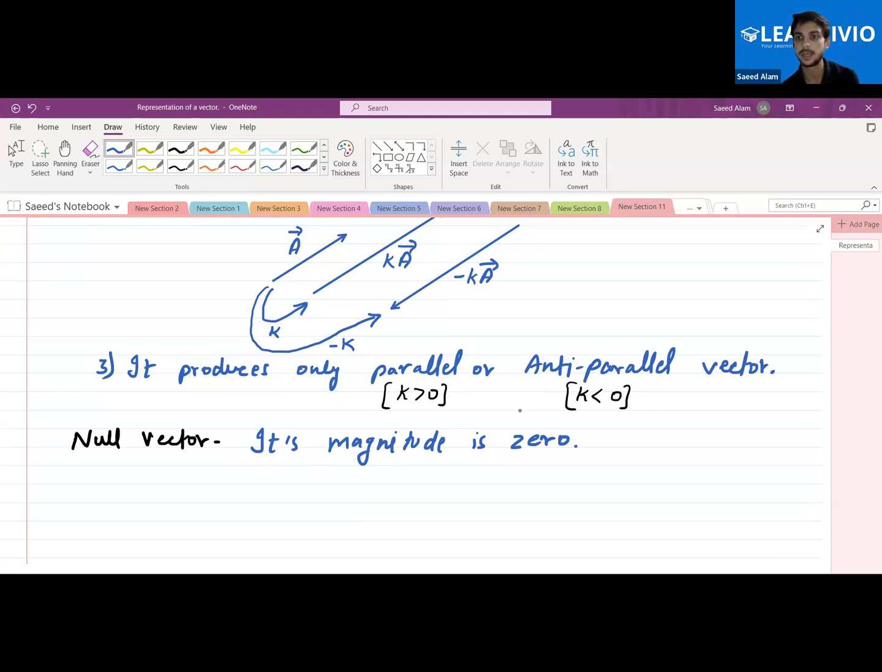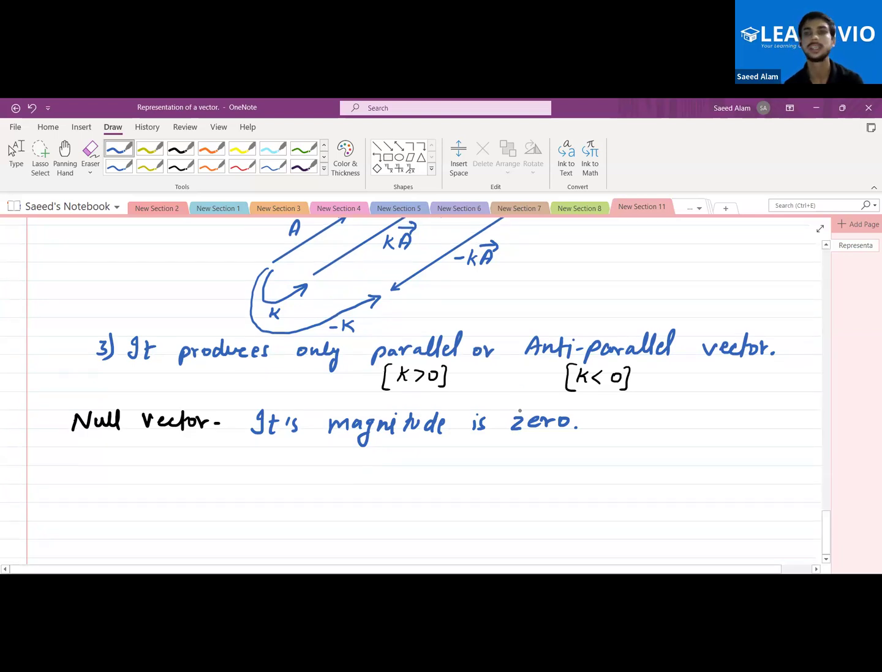Yes. For example, if I say that I'm applying a force of 0 Newton, in whatever direction I may apply, it doesn't matter. Yes or no? Yes. So these were some of the nomenclatures and some of the properties, and the examination frequently asks what is a null vector, what is a parallel vector, what is an anti-parallel vector.